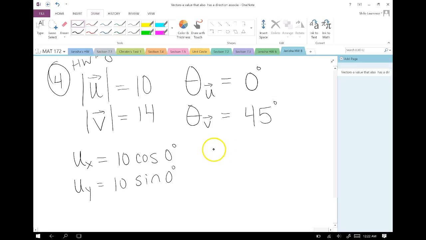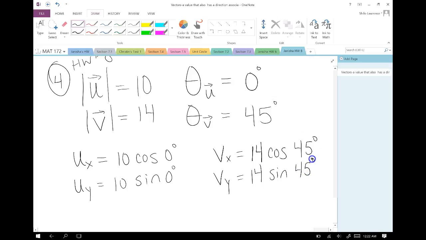V also needs to be broken down into components. V has a different magnitude and direction, so make sure you use V's magnitude and direction. The x always uses cosine. The y always uses sine.